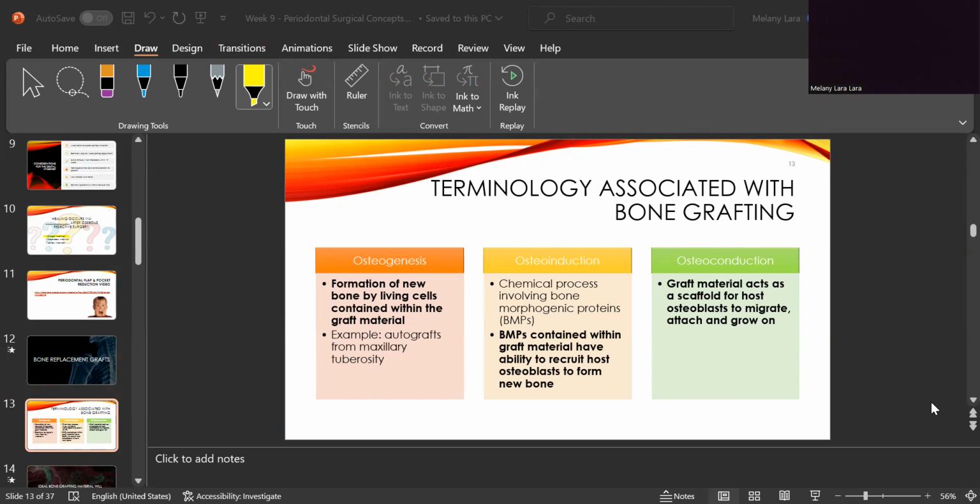Basically, they'll remove some of the bone on the maxillary tuberosity, take that bone and place it in the area of the osseous defect. And because that bone has living cells already from the host, it makes it very easy for it to trigger more cells to move into that area to regenerate bone.